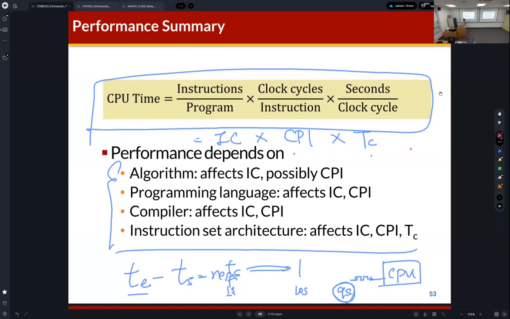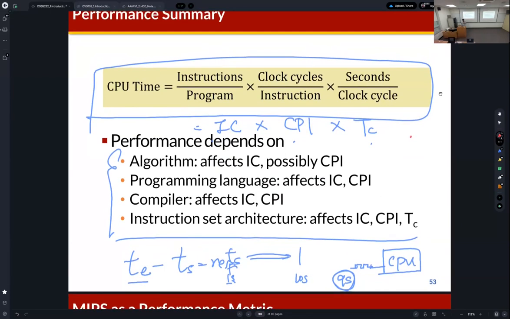So, CPU time is the instruction count multiplied by CPI multiplied by clock period, like IC, instruction count, times CPI, times the clock period. And I explained that instruction count and CPI can be influenced by software, that is the algorithm of your program. The programming language will affect the instruction count and CPI. Also the compiler influences instruction count and CPI. And the ISA, instruction set architecture, such as x86 or ARM, influences everything: instruction count, CPI, and clock period.